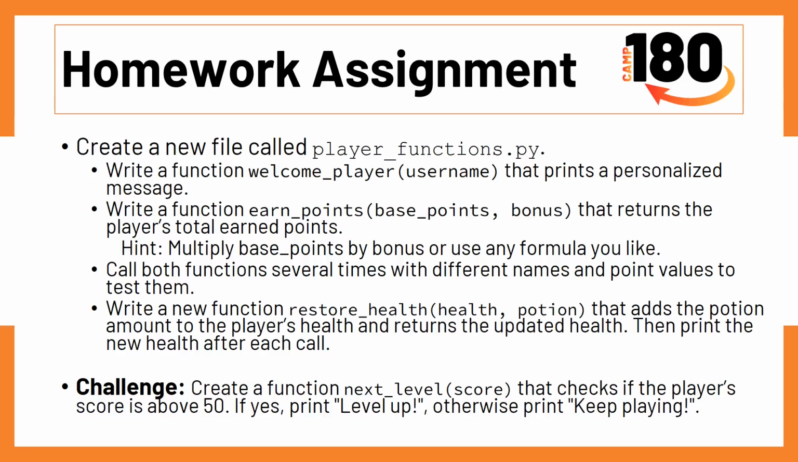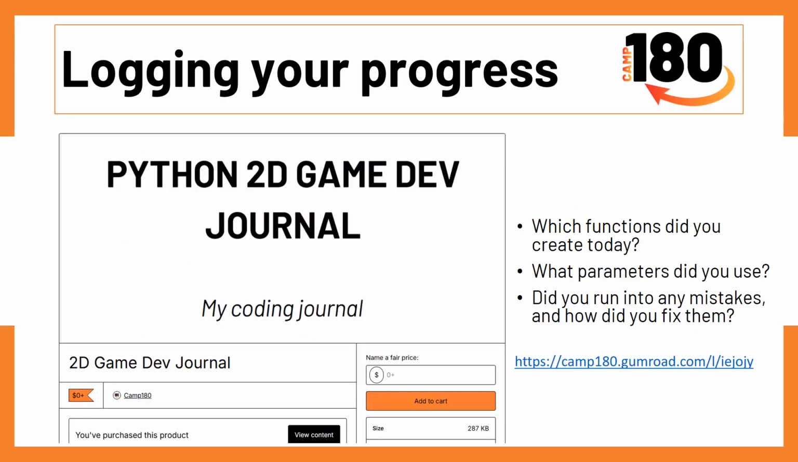And 4, write a new function called restore_health with parameters health and potion that adds the potion amount to the player's health and returns the updated health. Then print the new health after each call. Now don't forget to write in your coding journal. Which functions did you create today? What parameters did you use? Did you run into any mistakes? And how did you fix them?